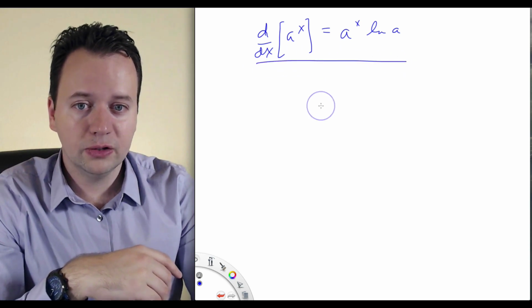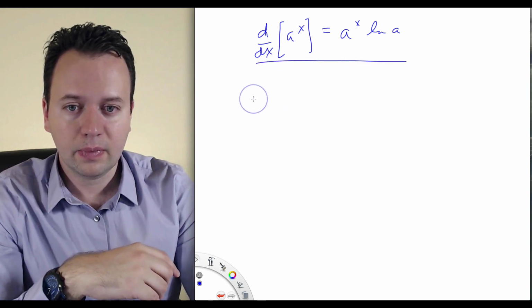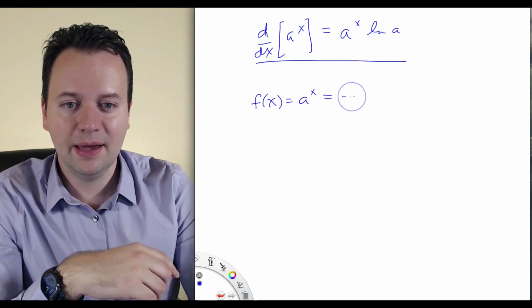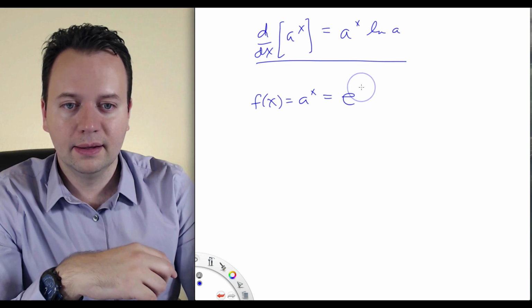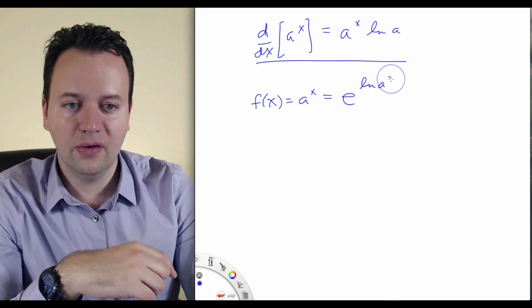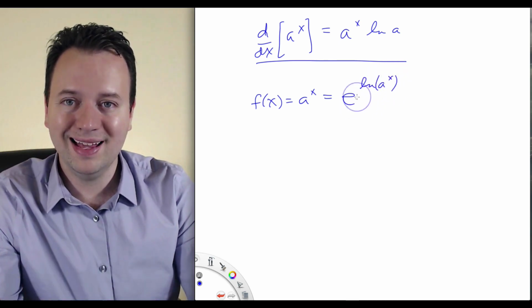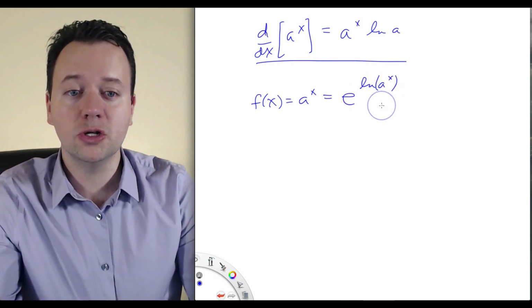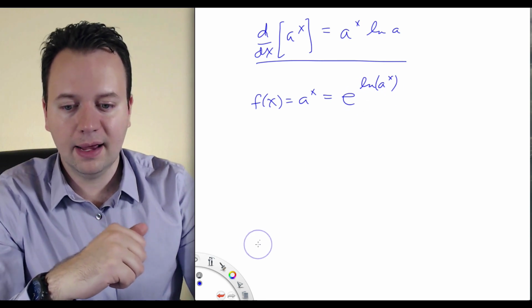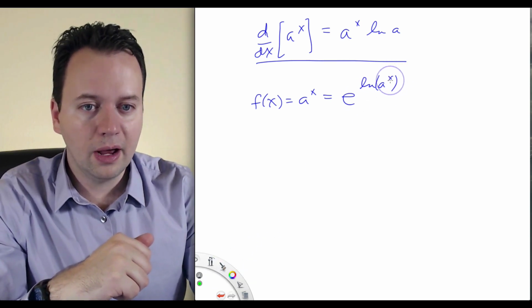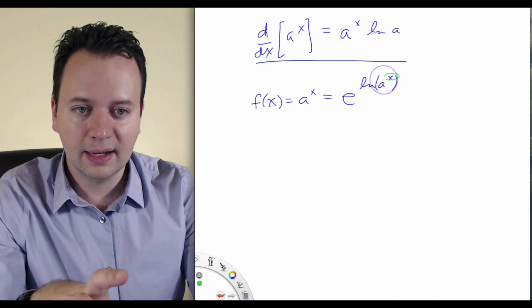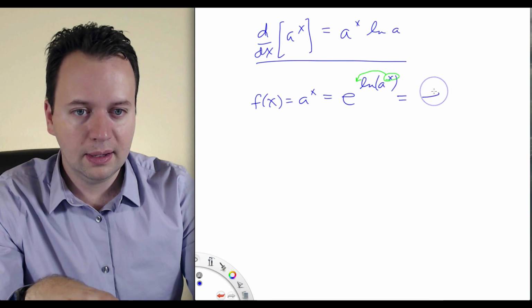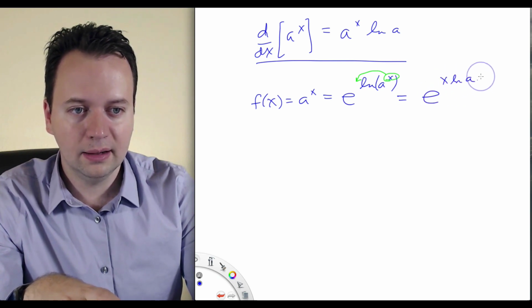So let's see why this works. Well, if we have f of x is equal to a to the x, this is the same as e to the ln of a to the x, right? Remember, e to the ln of 5 is just 5. E and ln are inverse functions, so they undo each other. Now, another log rule: when you have ln of a to the x, the x can come down out front. So this is equal to e to the x ln of a.